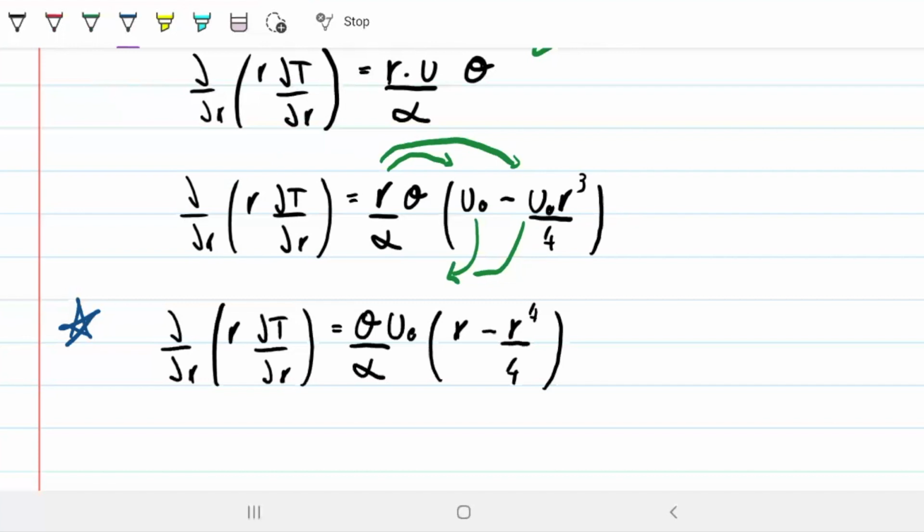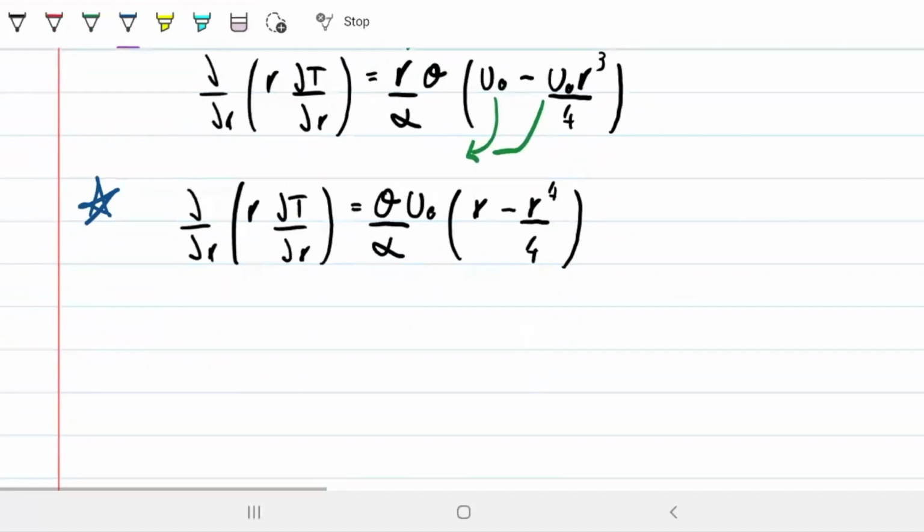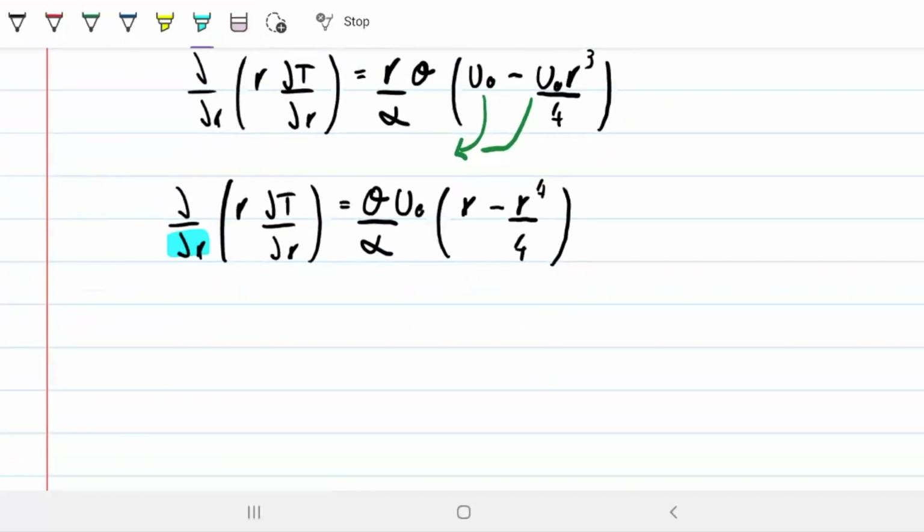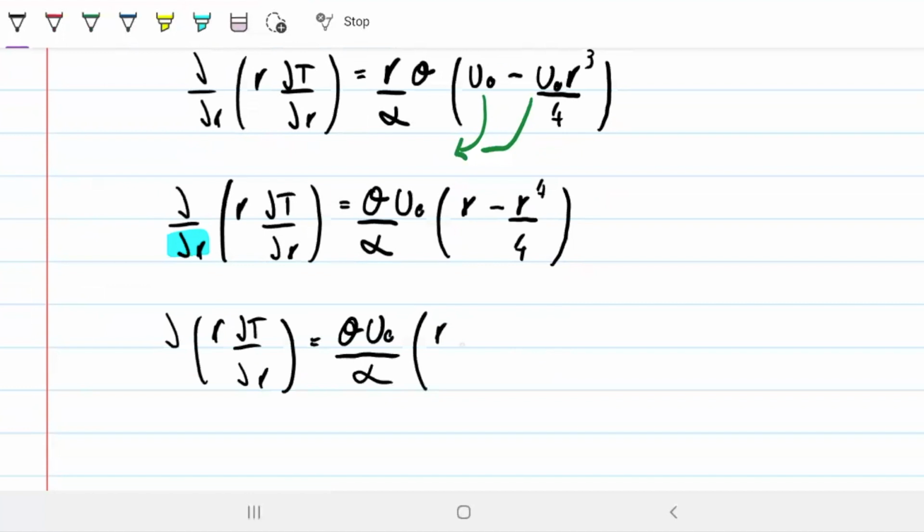The next step is I'm going to send this guy multiplying to the other side. So I have the derivative of r dt dr equals theta u naught over diffusivity times r minus r cubed over 4 dr. Okay, the reason why I did that is so that it can integrate. And if I integrate on both sides, I'll be able to eliminate this derivative here, and then on the right side I'll have to integrate everything with respect to r. So let's do that.